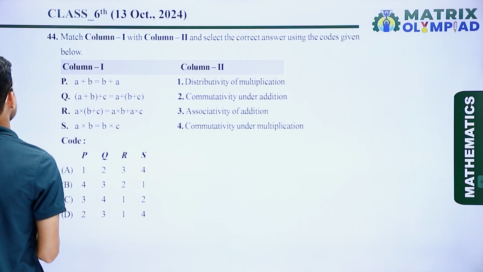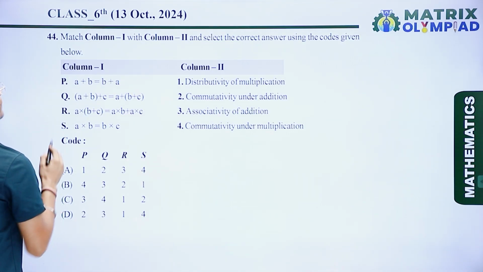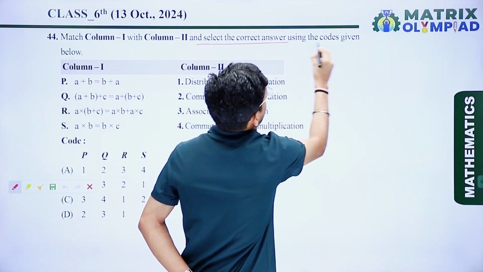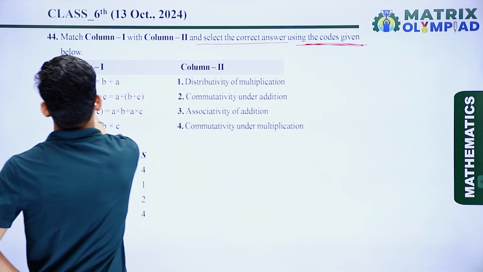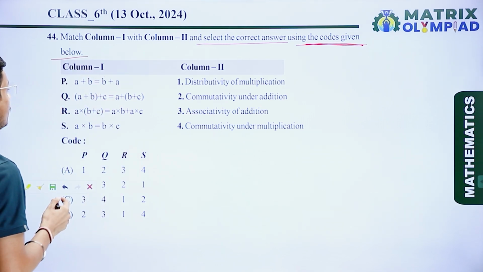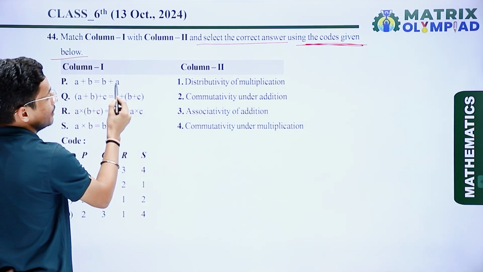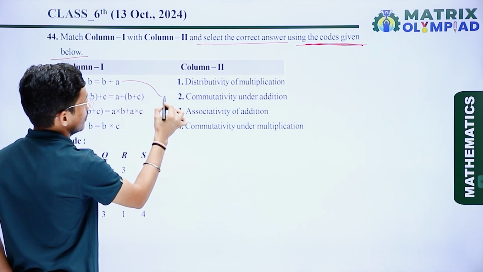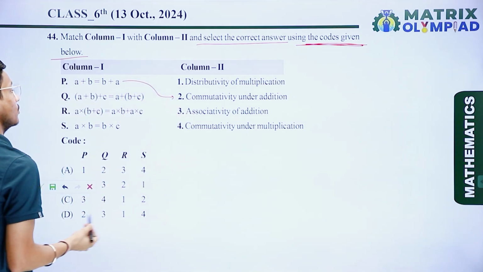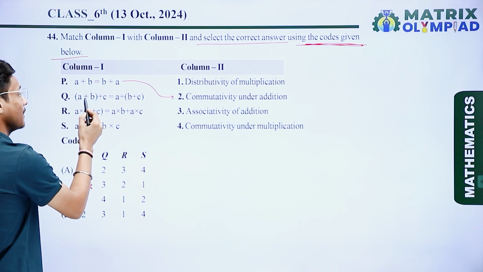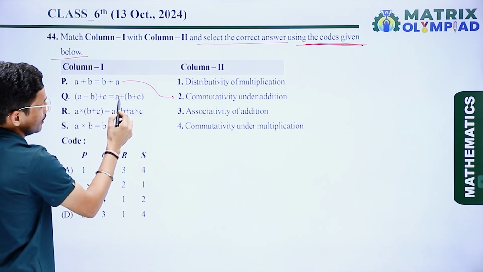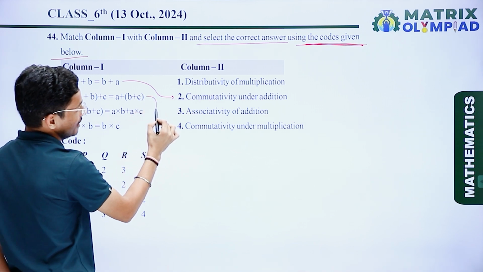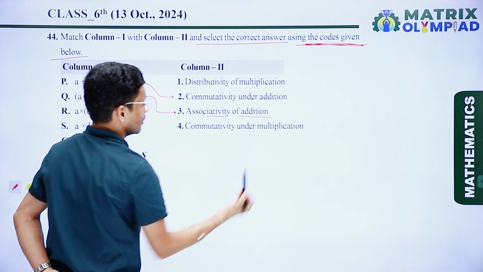If I talk about the next question, it is based on matching column 1 and column 2 and selecting the correct answer using the code given below. Here we have P, A plus B is equal to B plus A. This is called the commutative property under addition. So P is connected to 2. Q is A plus B, bracket, plus C is equal to A plus B plus C. This is called the associative property under addition. So this is true.